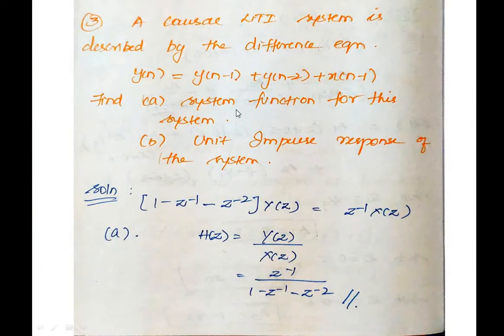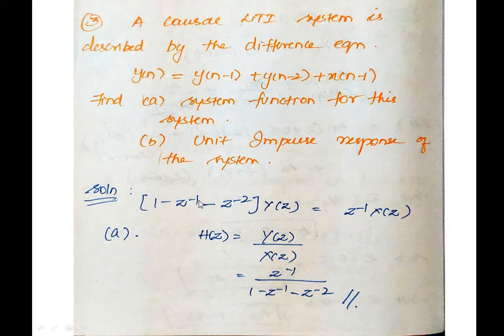So this is a question where the impulse response has been asked to solve. A causal LTI system is described by the difference equation y(n) = y(n-1) + y(n-2) + x(n-1). For this you will have to find the system function for the system and you will have to find the unit impulse response of the system. So first we will take Z transform on both sides.